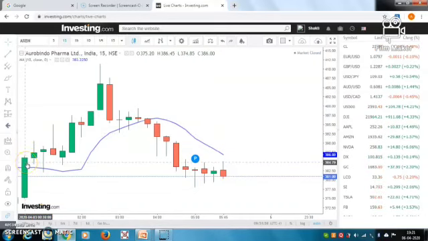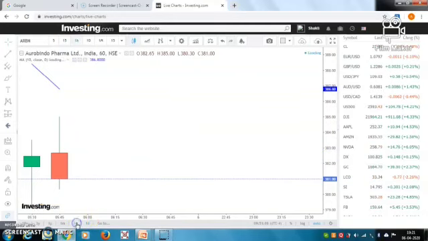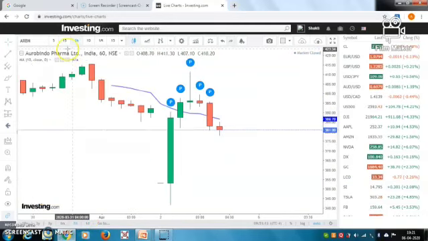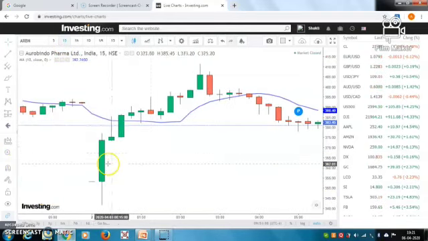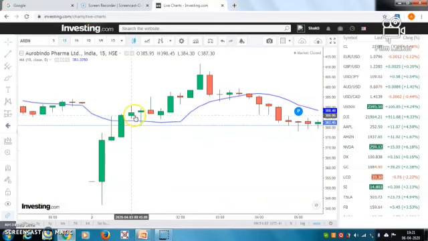Right. So Aurobindo Pharma, you can see here. This is the first candle which was formed on 3rd of April. So the 4th candle has formed above the moving average. So here our buy is triggered. What is this level? 387.